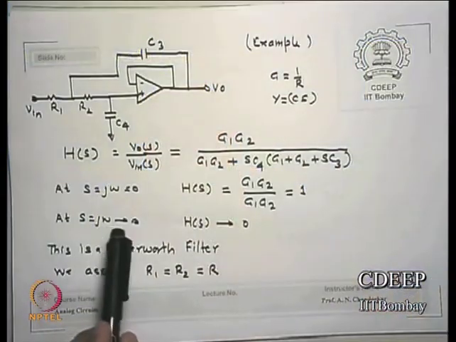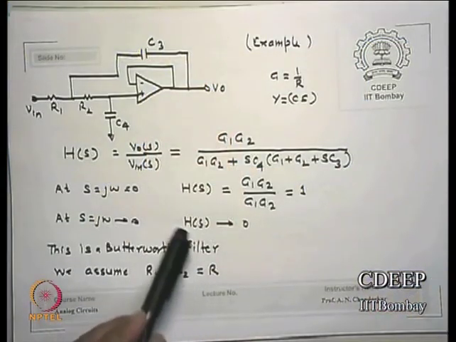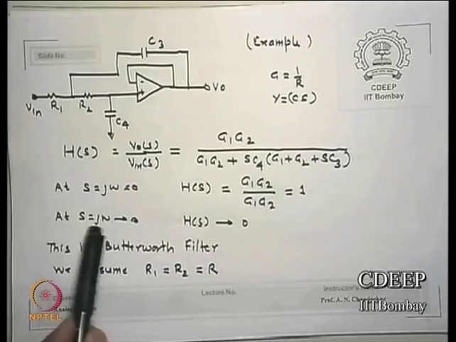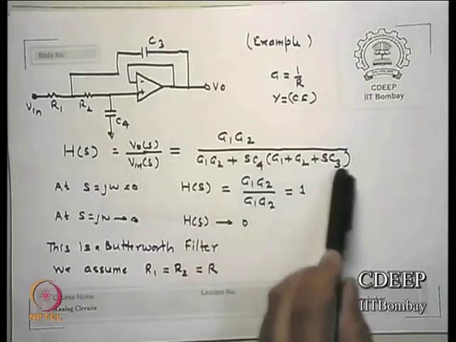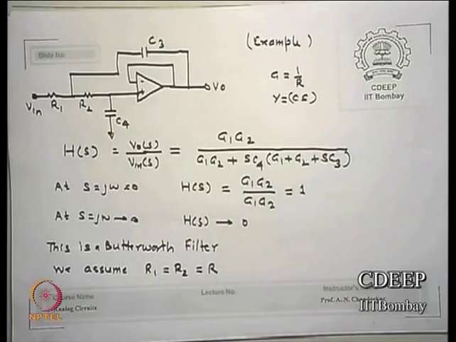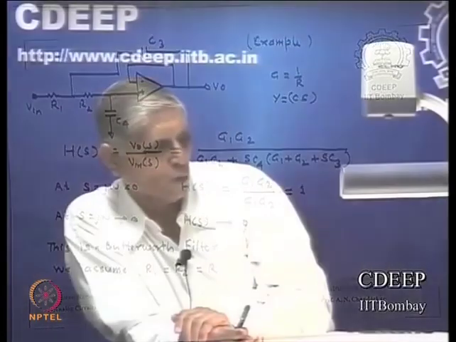Now when S tends to infinity, so S is equal to j omega, when omega tends to infinity, one can see the transfer function will go to 0. Is that correct? That means finally it is going to 0. It is 1 and finally it is going to 0. So which characteristic do you see? A low pass is visible. This is what we say: initially a value, and then it goes towards 0. So obviously I am looking for a low pass.